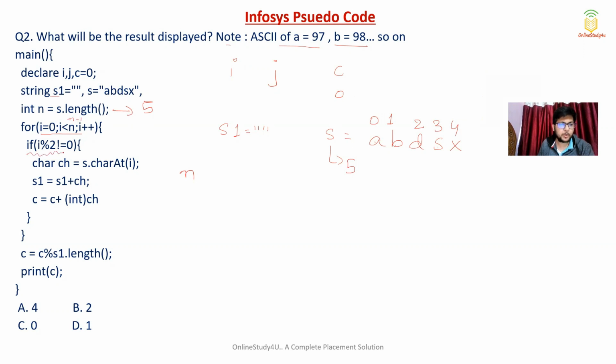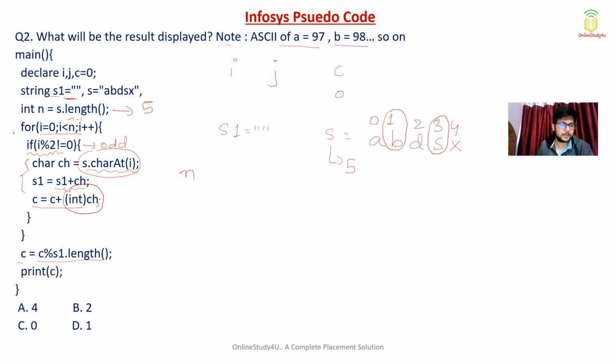If I mod 2 is not equal to 0, whenever my index is odd, I take out the character and concatenate it to the string s1. This is happening only when the index is odd. Then I do c is equal to c plus ASCII of ch. In C, I add the ASCII of the character which is at an odd position. And then I simply do c is equal to c mod s1 dot length.